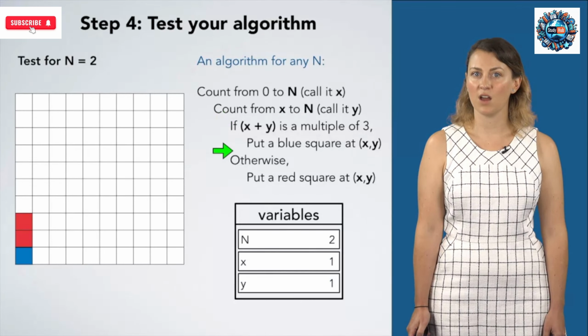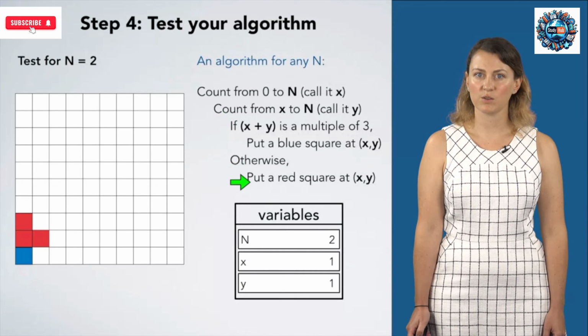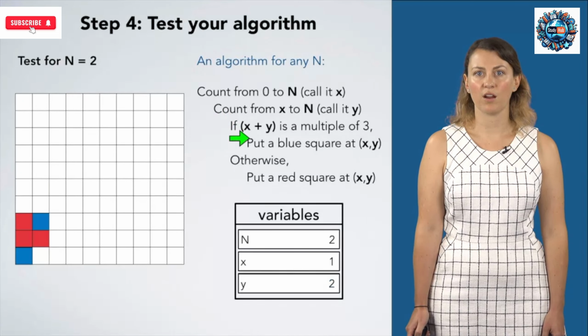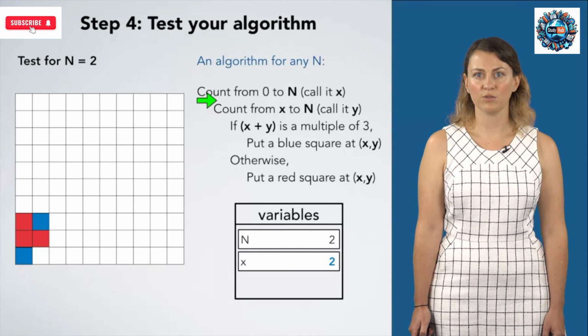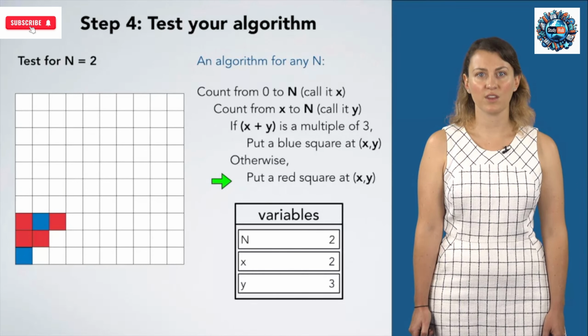1 plus 1 is not a multiple of 3, so we put a red square at 1, 1. Incrementing y, 1 plus 2 is a multiple of 3, so we put a blue square at 1, 2. We're done counting for y, so next we count our next x. Counting from 2 to 2, 2 plus 2 is not a multiple of 3, so we put a red square. We finished counting for y, so we count for the next x.